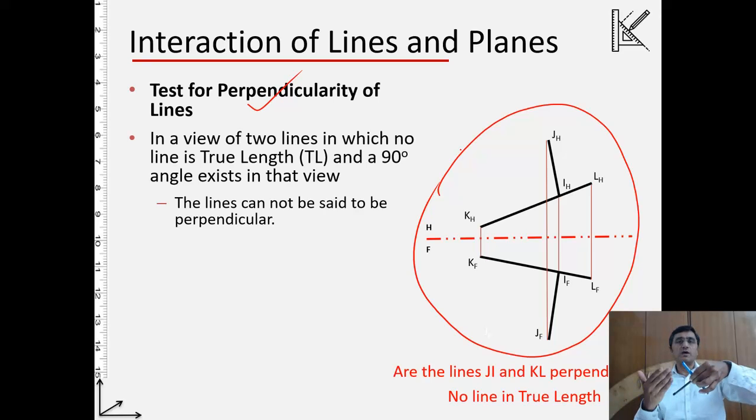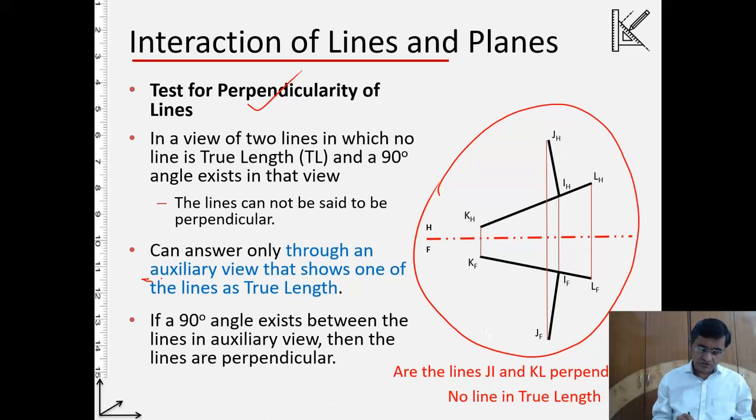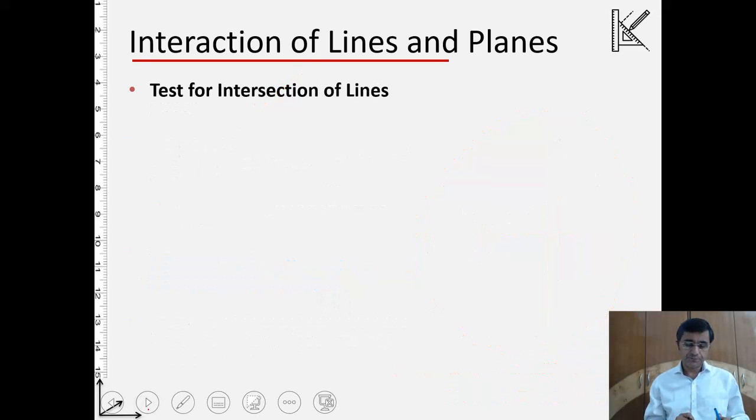And this is the way we can determine for any set of lines, whichever orientation they are, whether the lines are perpendicular or not. So I'm just writing the same thing over here, that with the help of the auxiliary view, we can determine this for any set of lines. So we will keep these fundamentals in mind because we'll be making use of these later. Now, one more: whether two lines are intersecting or not.